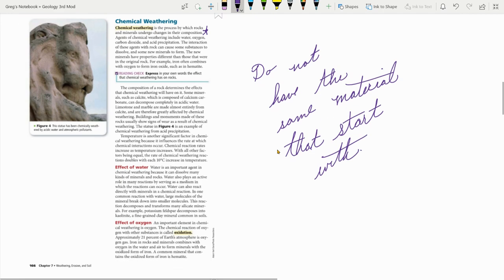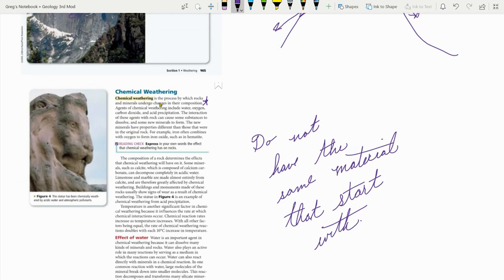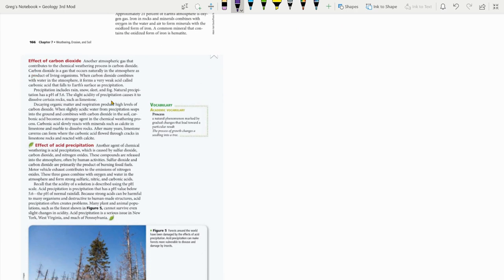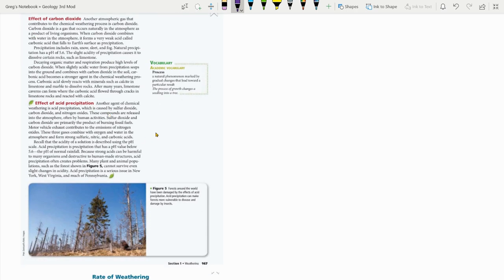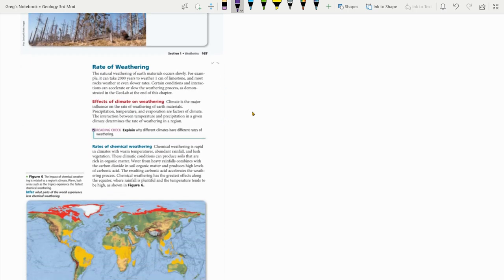All right. And then it's going to tell us about the effect of water. Make sure you guys are reading this stuff. I cannot push that enough. I know most of you aren't reading. You have to read this stuff. The effect of water, the effect of oxygen, how both of these affect chemical weathering. All right. Carbon dioxide and chemical weathering, and acid and chemical weathering.